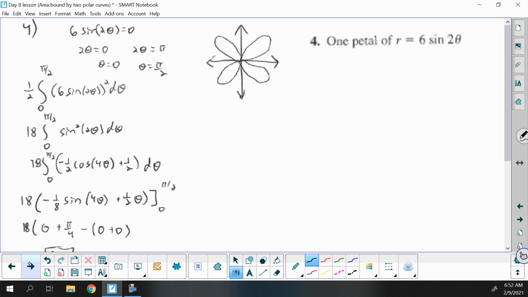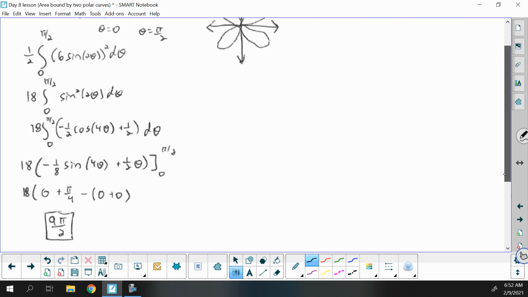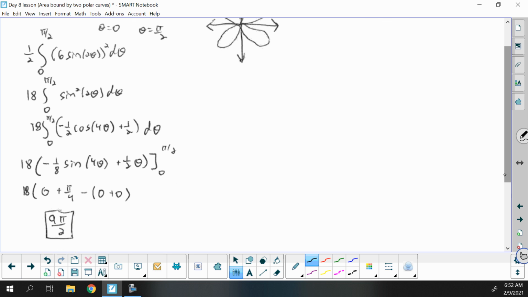So for this one petal, when you put in 0, you get back 0. So one of our petals should start at 0. So setting our equation equal to a radius of 0, divide by 6. So we're looking for places where sine is 0. So 0, pi, 2 pi. So set 2 theta equal to 0 and pi. You get theta equals 0 and theta equals pi over 2. Square everything, do power reduction, sub everything in, and you get 9 pi over 2.